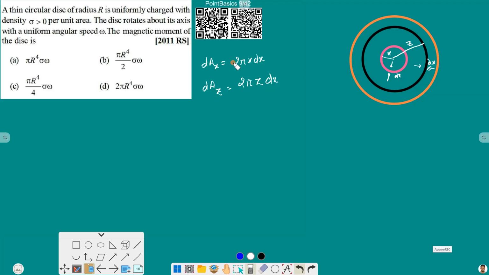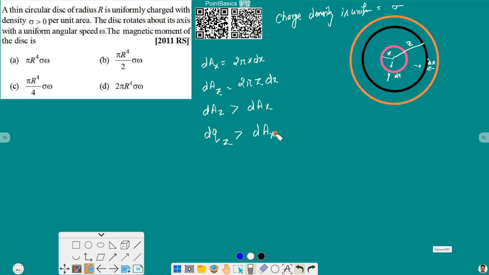Now, if we compare both of these areas, we can easily say that the area at z will be greater than the area at x. Why? Because the value of z is greater compared to the value of x. And if the area at z is greater, then as the charge density is uniform, equal to sigma, the charge on this element z will be greater than the charge on this element x.